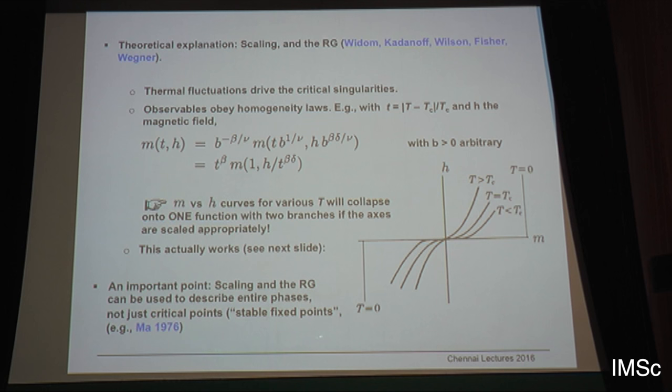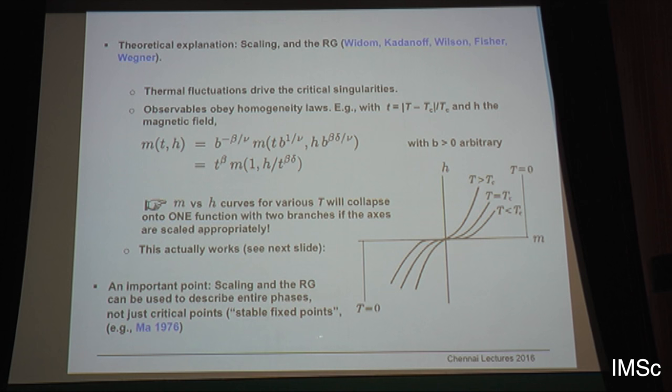But you get this whole set of curves here that fill your H-M space. And what scaling says is if you plot the correct combination of things here, then these curves will all collapse onto two curves, one for all temperatures below Tc and one for all temperatures above Tc. That's the visual message that's given by the scaling law. See, if we take m divided by t to the beta, then the result will be a function only of this combination.